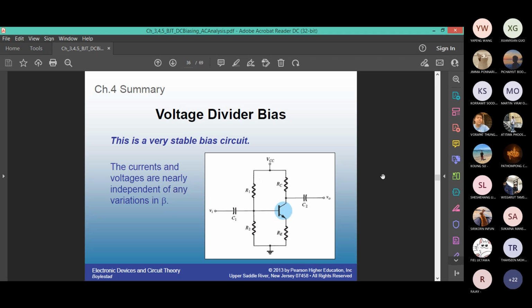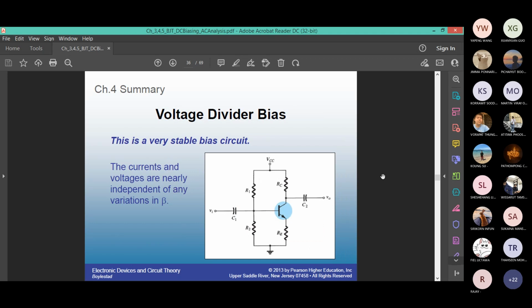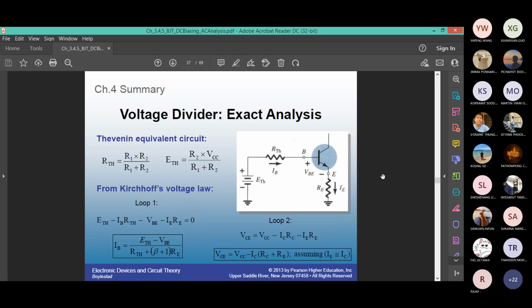Beta is a temperature sensitive parameter. Normally IC and VCE will be dependent on beta. The voltage divider configuration gives us a circuit where currents and voltages are almost not affected by beta variation. There are two ways of analyzing this circuit. The first one is called the exact analysis, Thevenin equivalent circuit.